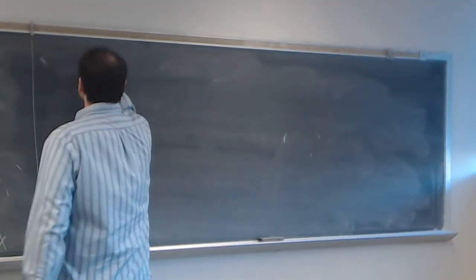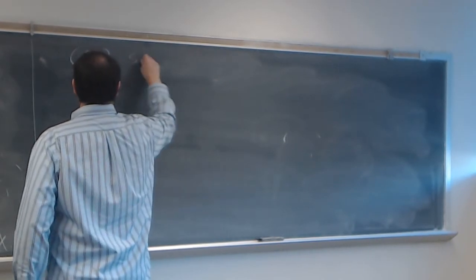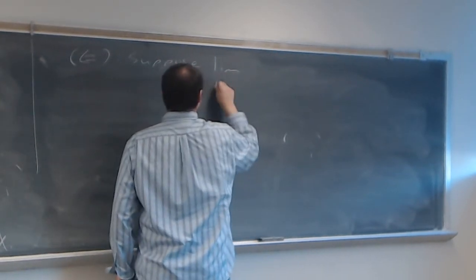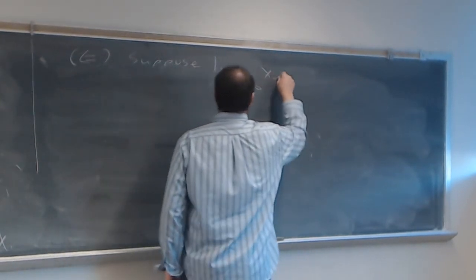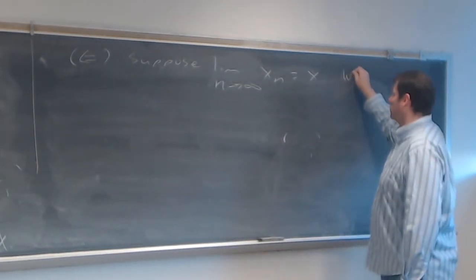Now we need to do the backwards direction. So in the backwards direction, we assume, or suppose, the limit as n goes to infinity of x sub n equals x. What do we want to show?